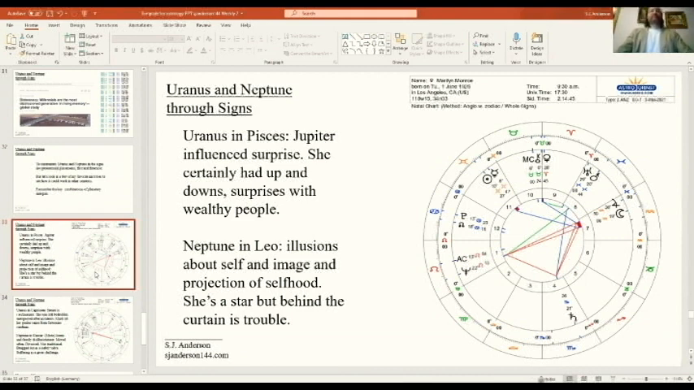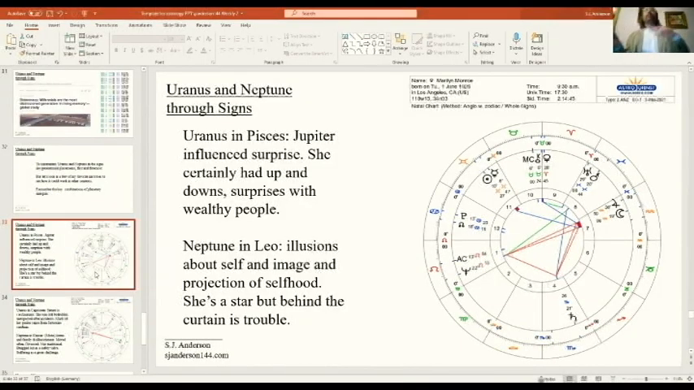But remember, Jupiter is the ruling planet of Pisces, and so we have this combination. Jupiter influenced surprise, Uranus being surprise. I would say wealthy people is Jupiter, so upheavals, surprises, shocks related to wealthy people. And she certainly had her ups and downs and surprises with wealthy people. She seemed to be involved with powerful people. That's what I would say Jupiter is. The Kennedys, she was involved in Hollywood with powerful producers. She married Arthur Miller, Joe DiMaggio, some of the most Jupiterian individuals in the society she was wrapped up in.